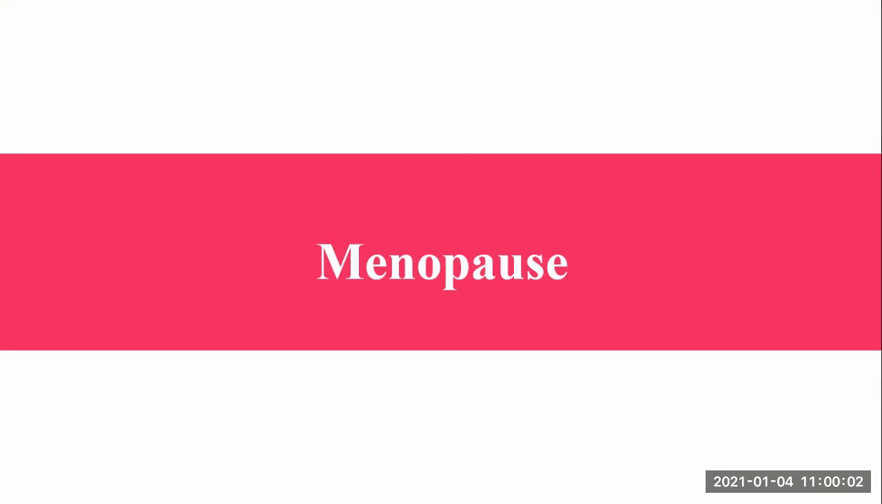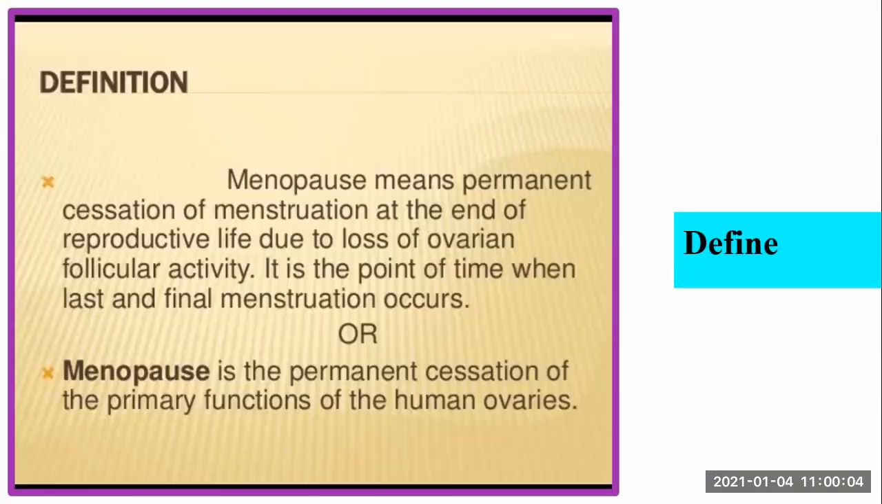Now next we have menopause. Menopause is defined as the permanent cessation of menstruation at the end of reproductive life due to loss of ovarian follicular activity. It is the point of time when the last and final menstruation occurs. In other words, we can also define menopause as the permanent cessation of the primary functions of the human ovaries.